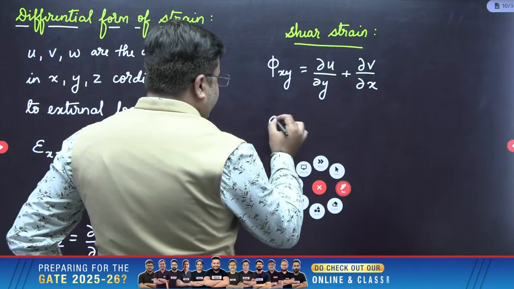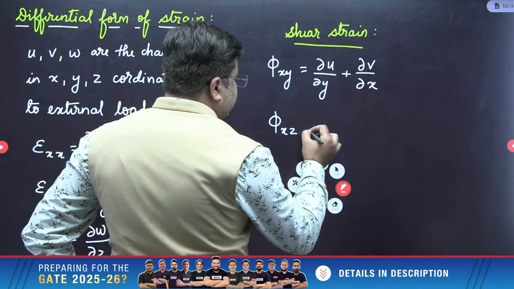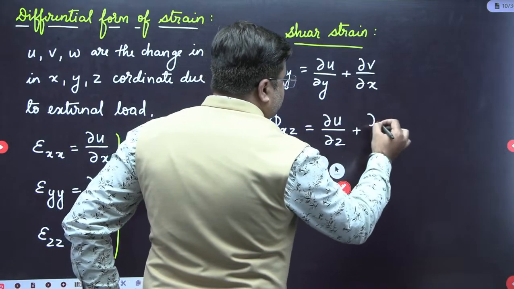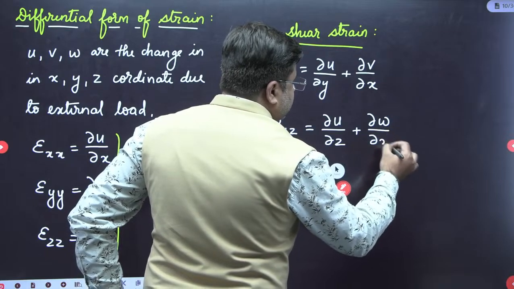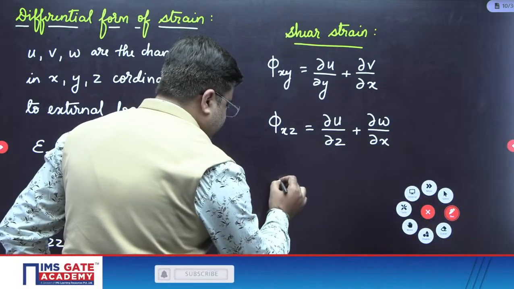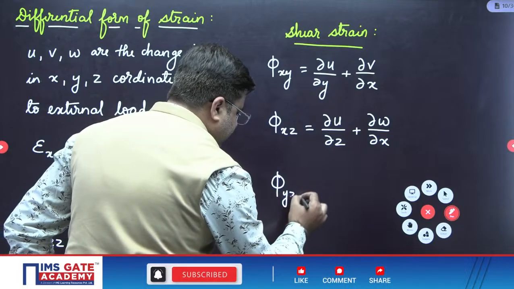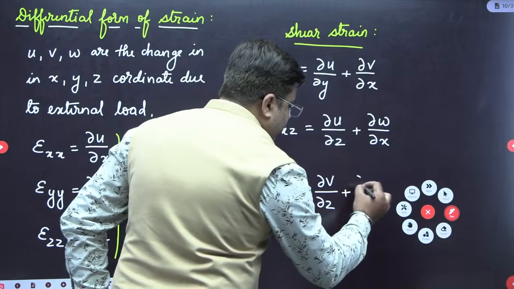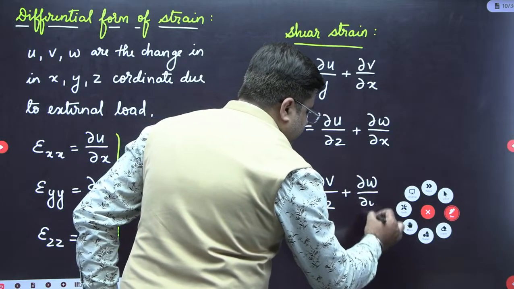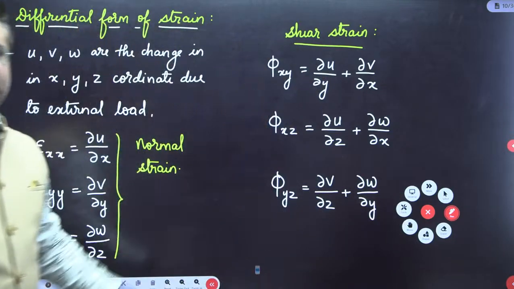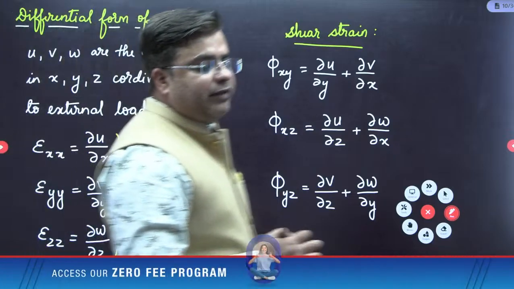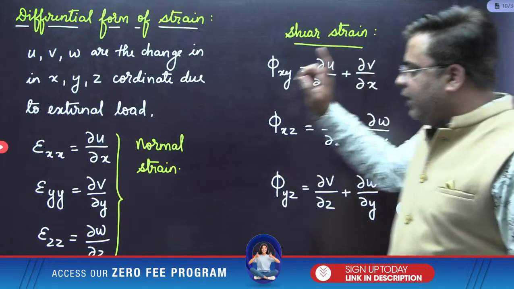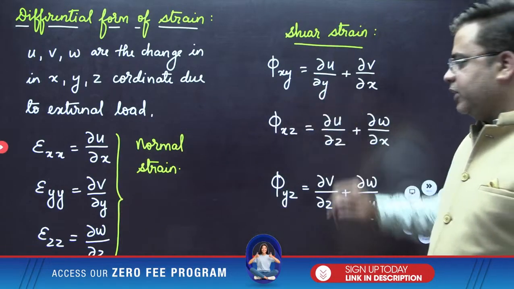Then you have phi xz. So phi xz is equal to del u upon del z plus del w upon del x. And the last one is shear strain phi yz, equal to del v upon del z plus del w upon del y. So these are the differential forms of your shear strains. Whenever any change is given to you in x, y and z direction, this is how you need to write down the value of normal strain and the shear strain, okay?